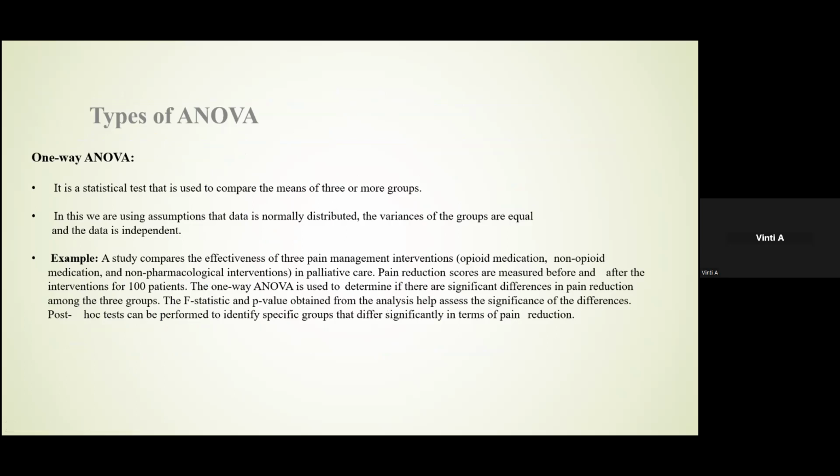Now, in the one that we have done, we have compared the means of three or more groups. For example, a study compares the effectiveness of three pain management interventions: opioid medication, non-opioid medication, and non-pharmacological intervention in palliative care. Pain reductions are measured before and after the intervention for 100 patients. The one-way ANOVA is used to determine if there are significant differences in pain reduction among the three groups. The F statistic and the P value obtained from the analysis help assess the significance of the differences. Then you can, of course, do post hoc tests to determine which specific groups differ significantly in terms of pain reduction.